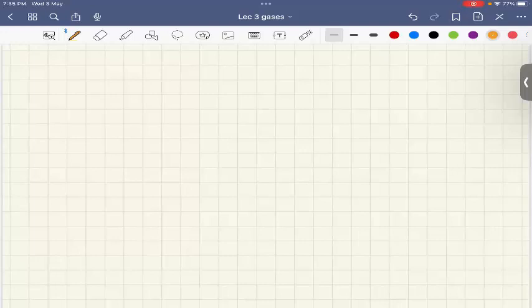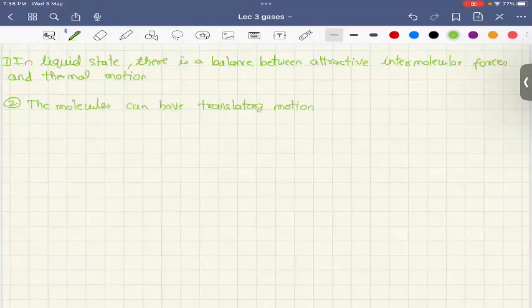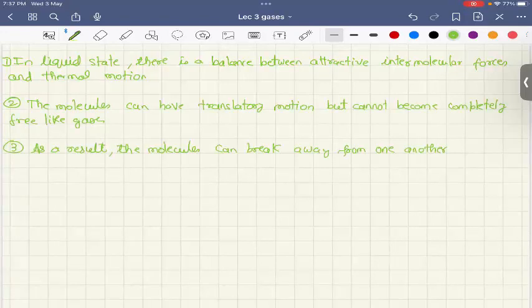As a result, the molecules can break away from one another and get attracted while approaching other molecules. In the liquid state, there is a balance between attractive intermolecular forces and thermal motion. The molecules can have translatory motion but cannot become completely free like gases.